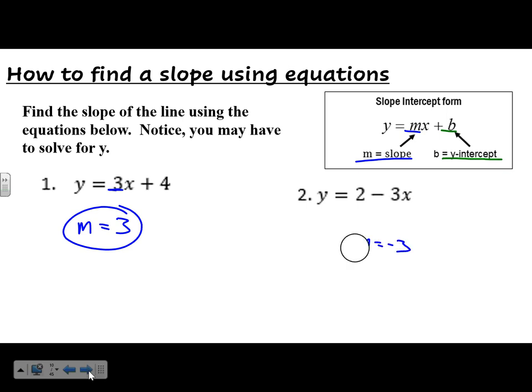But to be sure, we need to put it in slope-intercept form, so I'm just going to switch these places. Now remember, switching those places, you can't say that that's 3x minus 2. That's not the same. The minus sign has to stay with the 3x. The 2 is positive, so it has to stay positive. So y is equal to negative 3x plus 2. So my slope is negative 3.